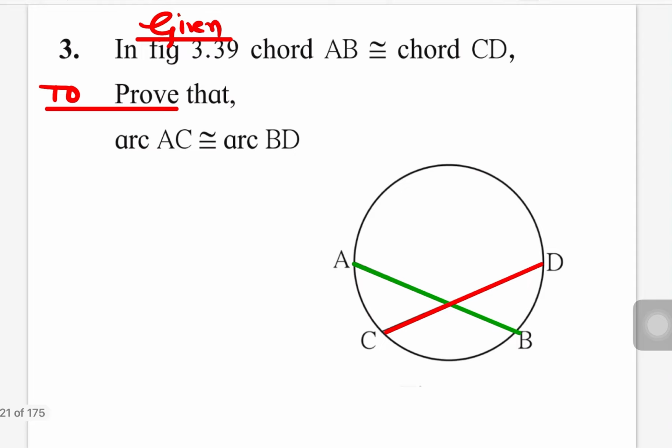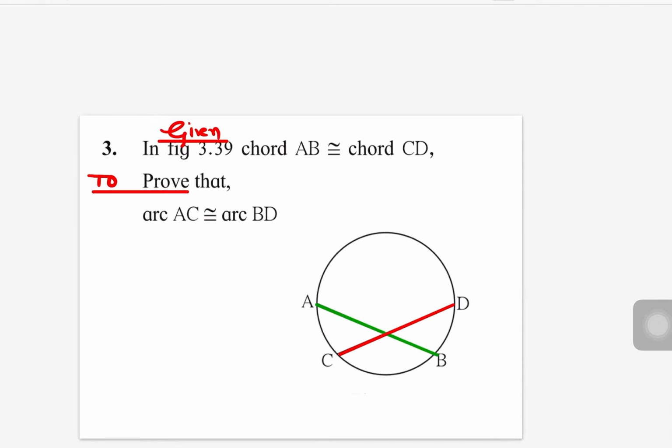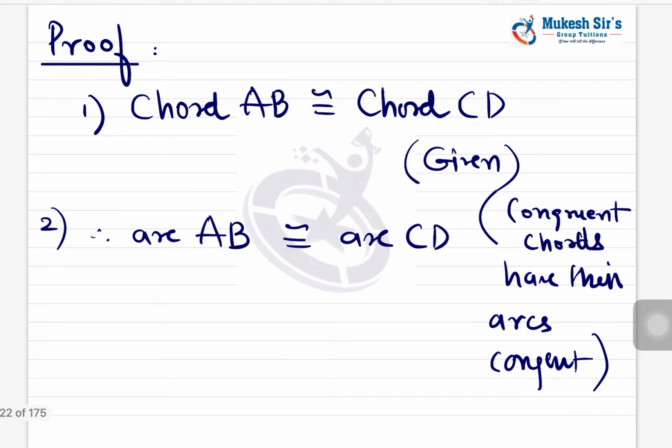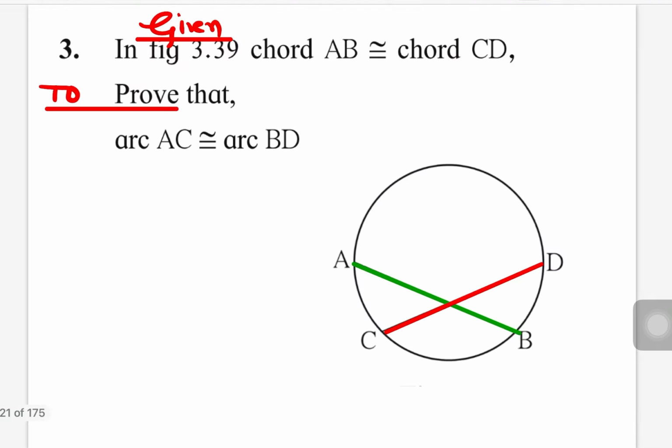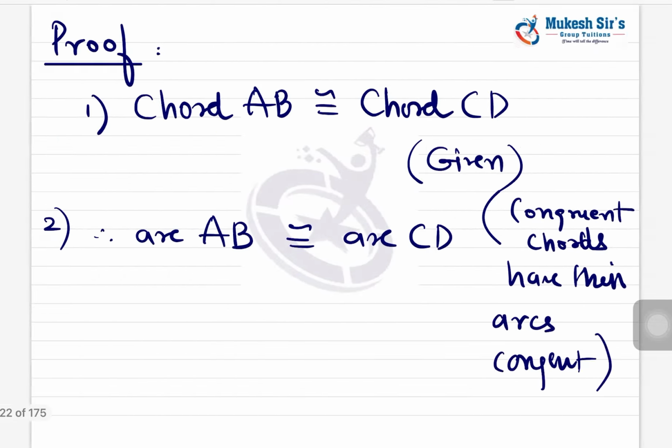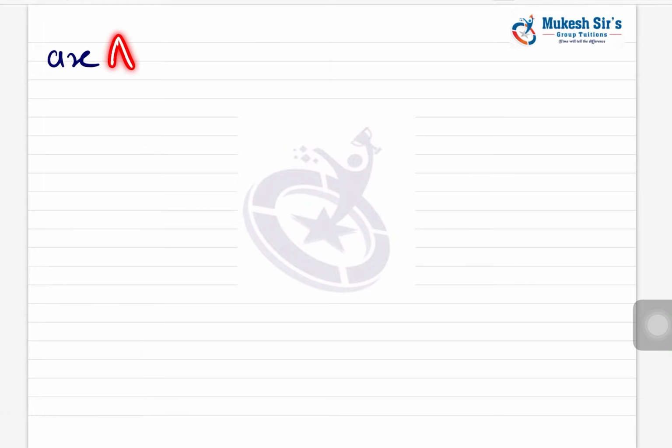Now where is arc AB? Listen everyone now, this is very important. Arc AB. AB is a part of which two arcs? AB is the sum of which two arcs? AC and BC. You know? AC and BC or CB. And CD is CB plus BD. So arc AB ko we can split. Arc AB ko I can write AC plus CB.